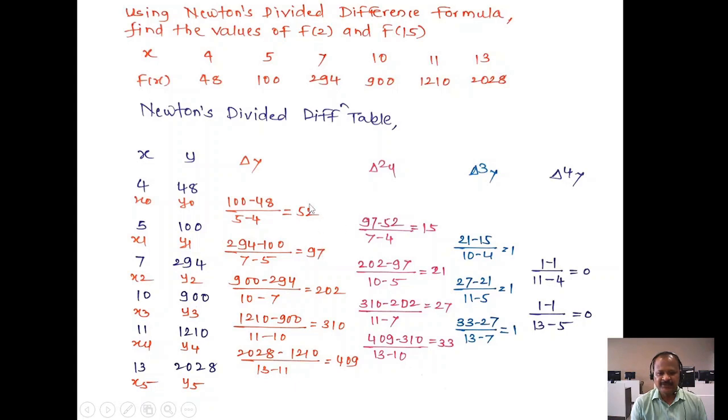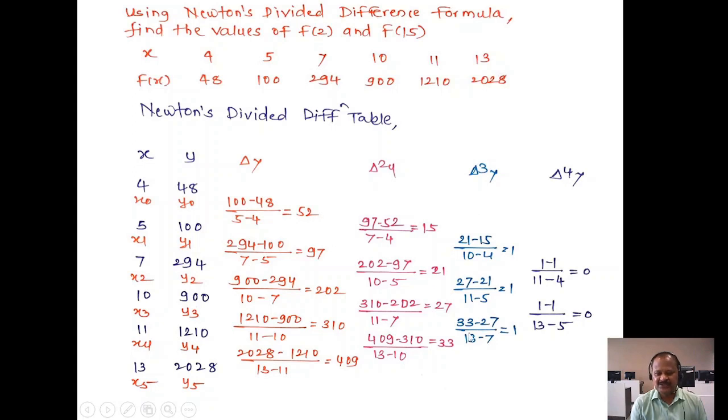So it is 97 minus 52 divided by 7 minus 4, which is equal to 15. Then 202 minus 97 divided by 10 minus 5, which is equal to 21. Then 310 minus 202 divided by 11 minus 7, which is equal to 27. Then 409 minus 310 divided by 13 minus 10. So we will get the second difference.